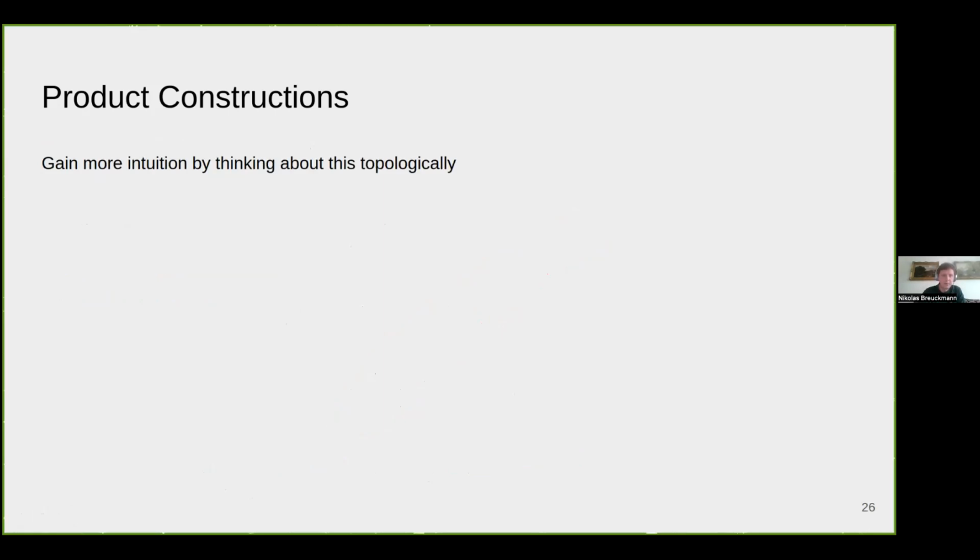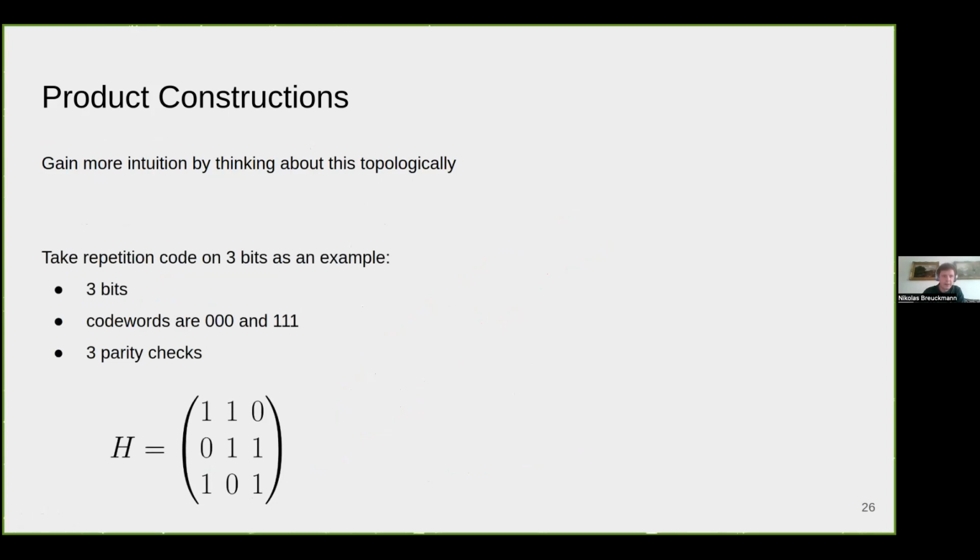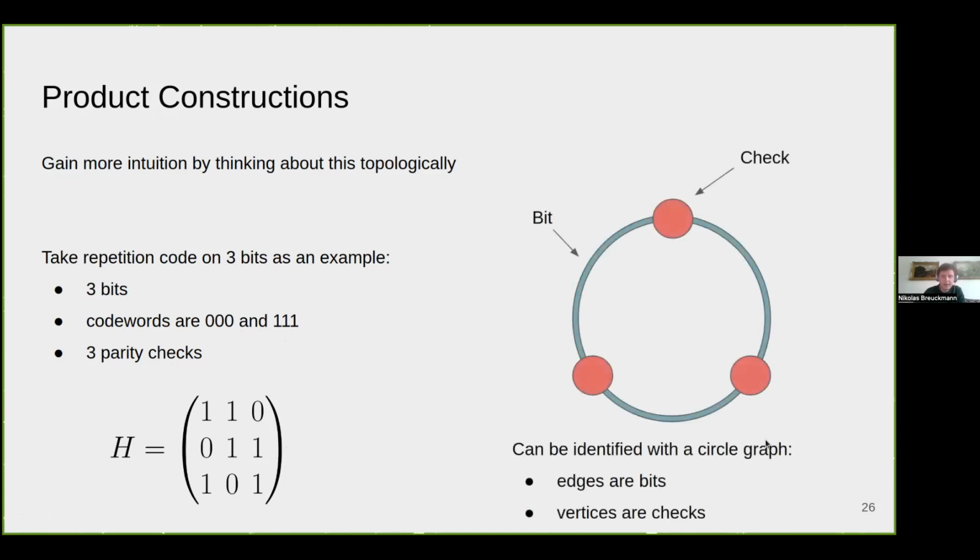But let's think about this more in topological terms, for the benefit of those who might not be too comfortable with the homology description. The idea is that we can assign a topological space to codes. Let's take a repetition code with 3 bits as an example, which has code words 000 and 111, and this is its parity-check matrix. Then we can identify this with a circle graph by identifying the edges with bits and the vertices with checks, such that the parity-check matrix is just the vertex-edge incidence matrix of this graph. So this is just the boundary operator of this graph.